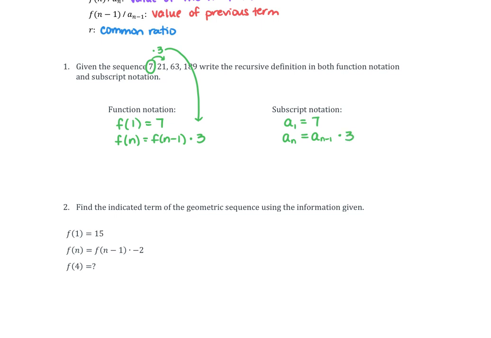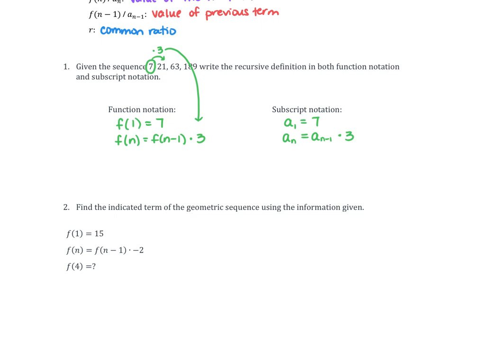We need all of those pieces in order to actually write the full recursive definition. I cannot actually use the bottom equation if I don't know what my starting term is. So I have to have f of 1 equals 7 so that I know where I'm beginning my sequence. All right, now let's look at an example going in reverse.